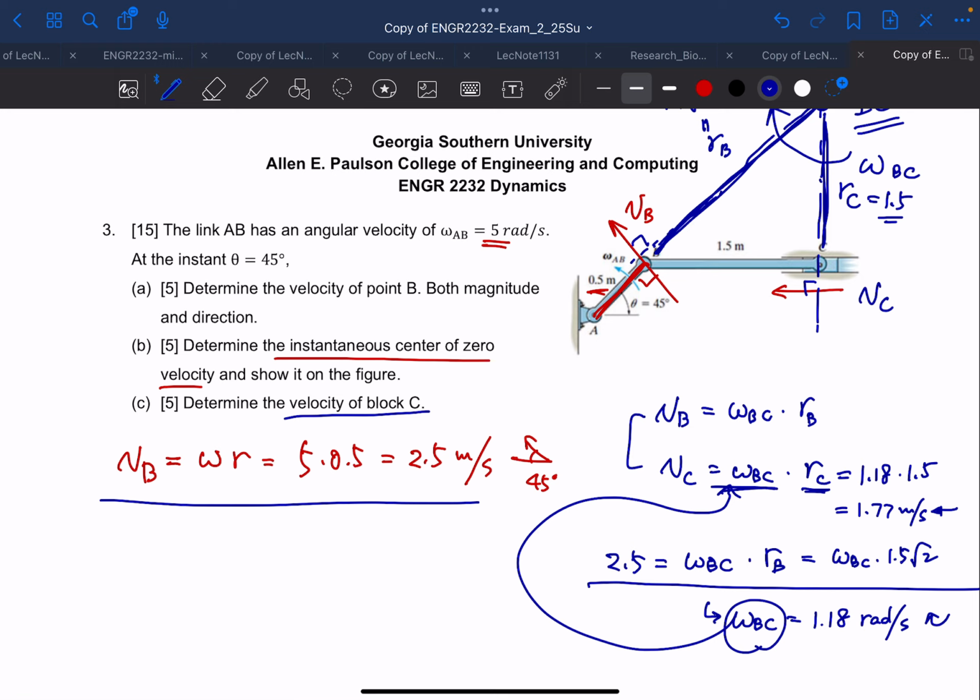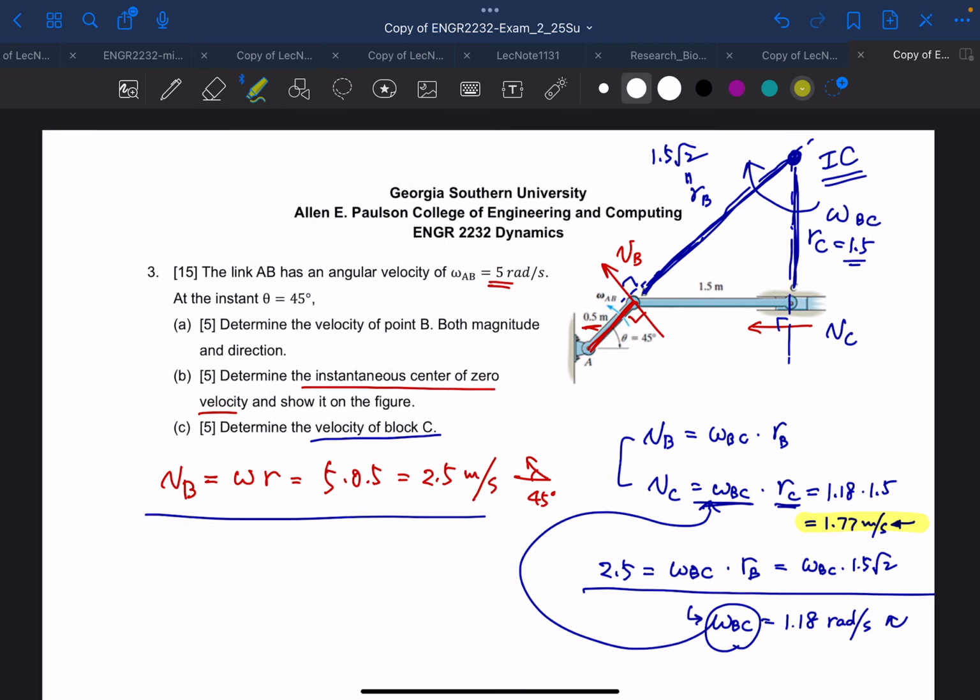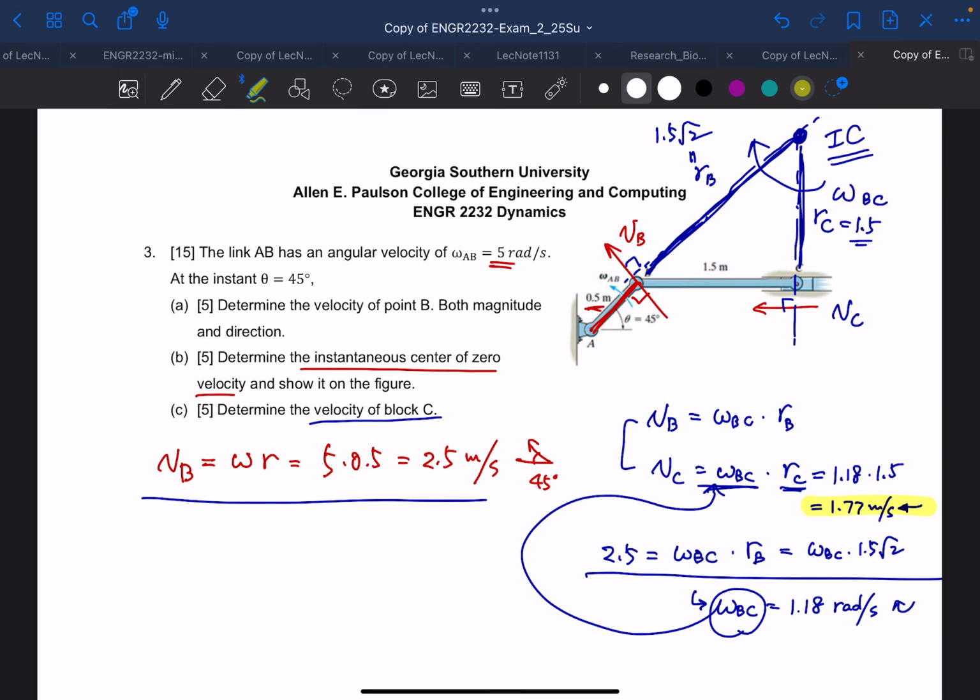Would you take off credit if you got that answer when we did it a different way? No, if you did it correctly, then we're all good. Okay, if you use that relative motion analysis, that's fine. Okay, does that make sense? Any questions up to here?